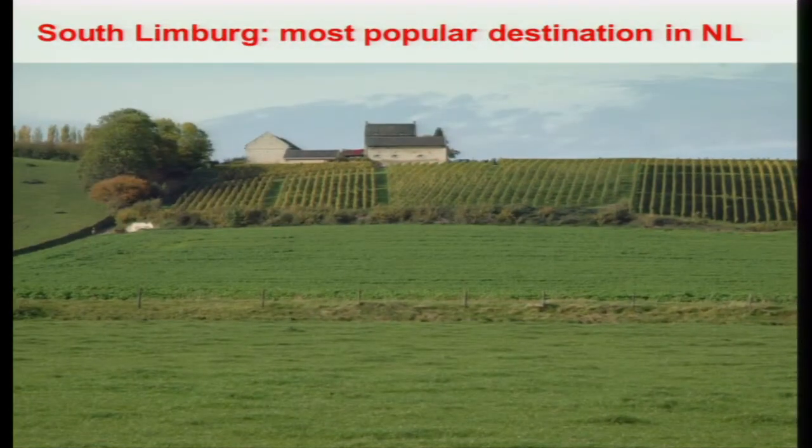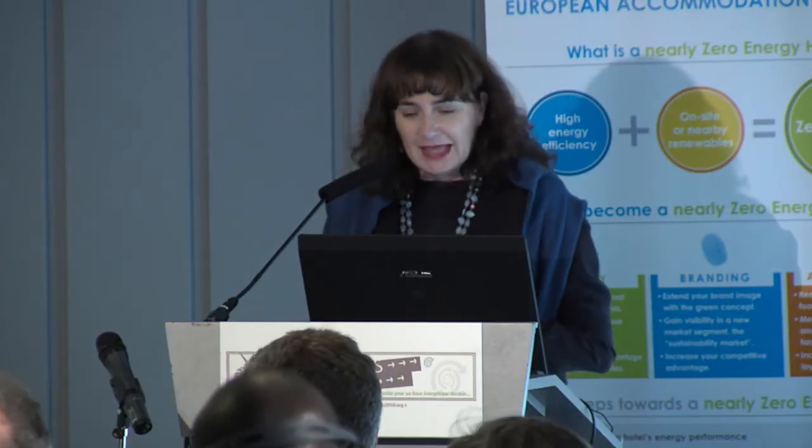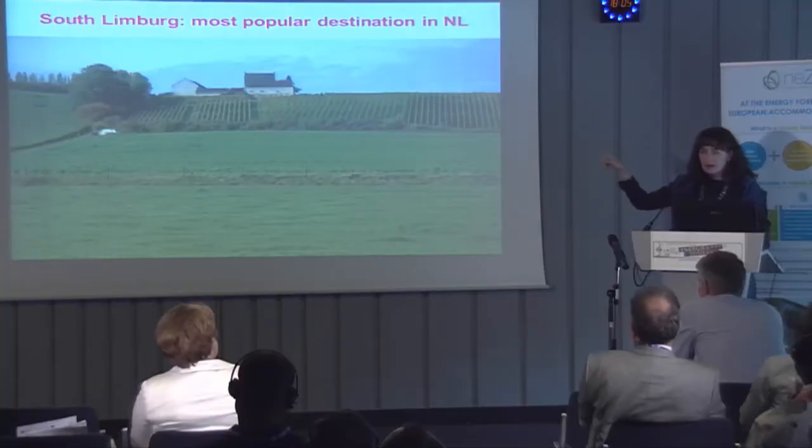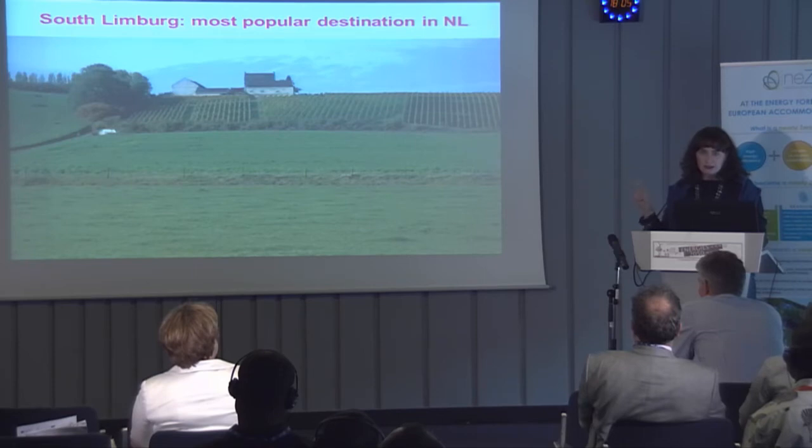Everyone has an image of a flat Holland. Well, we are not flat. We have hills, we have almost mountains. And we are very proud of them. And these little mountains are the reason why we have become the most popular tourist destination in the Netherlands. We have more overnights, we have 81 beds per square kilometer.